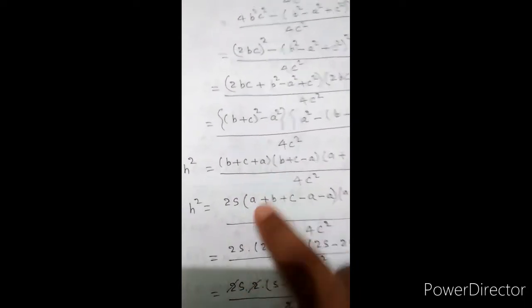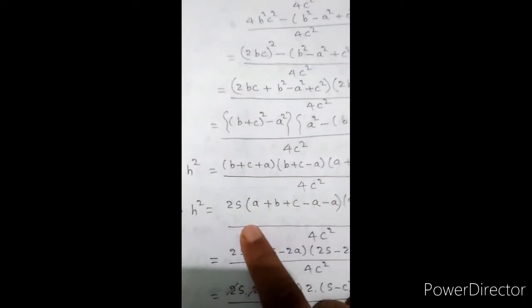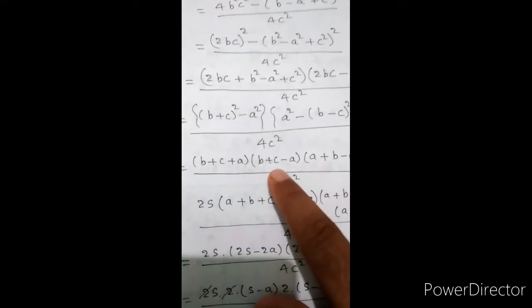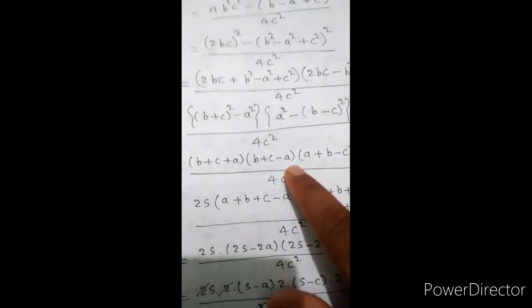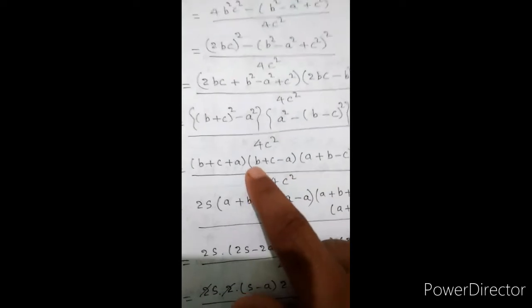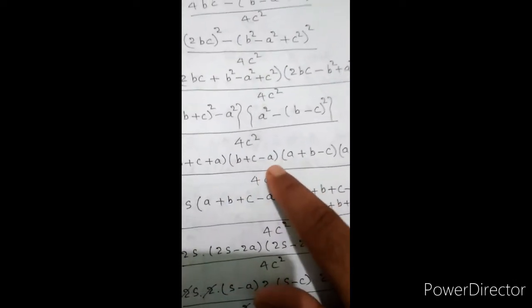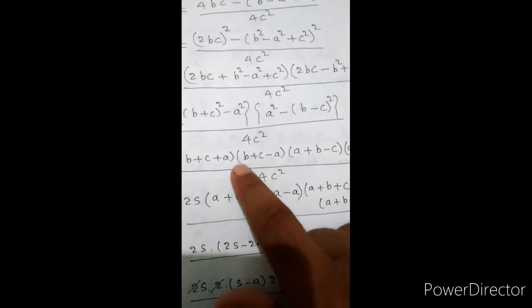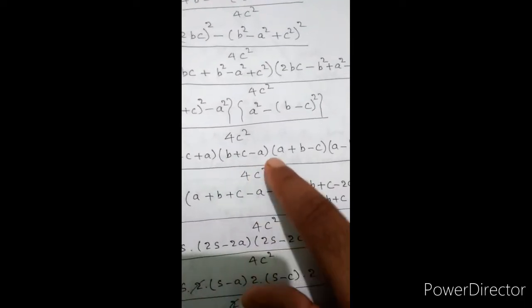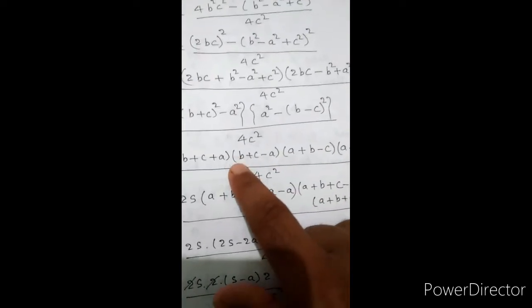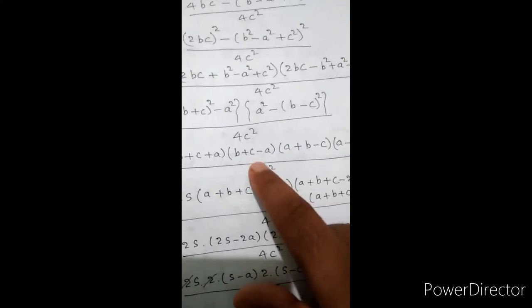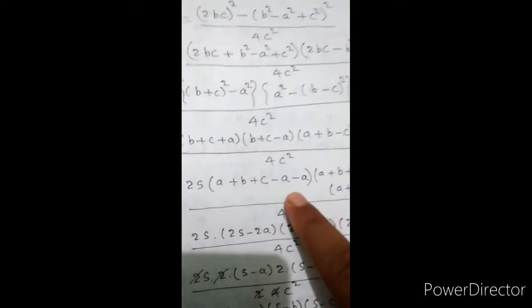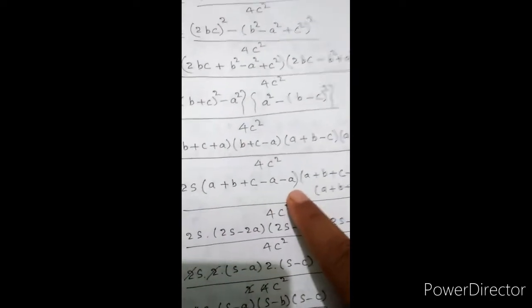This is h square. As we know, a plus b plus c is 2s. It is already obtained. Now here we have b plus c. When we add here a and here a will be subtracted, we can do like this: a plus b plus c, and here a will be subtracted. Since one time I added it here, another time we have to subtract it here. Then we have a plus b plus c minus a minus a. It will be a plus b plus c minus 2a.